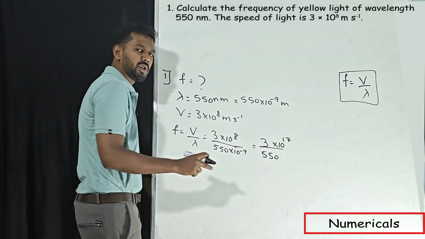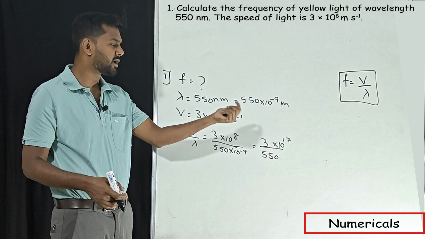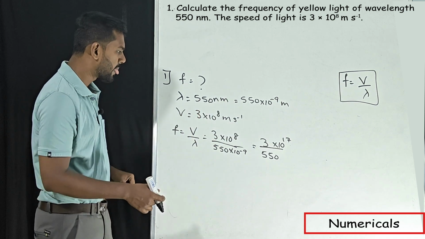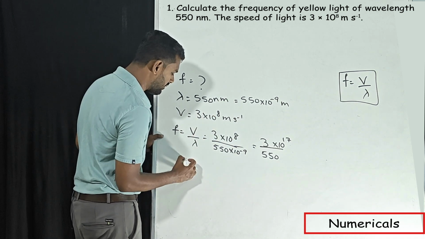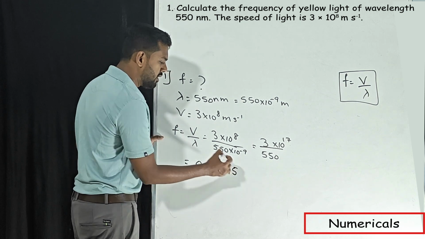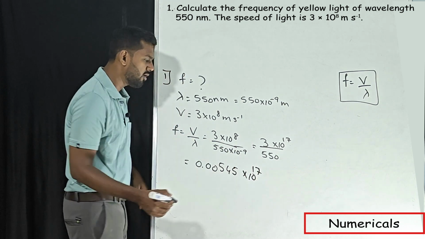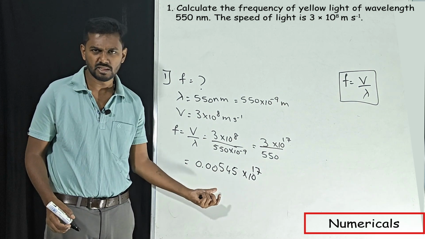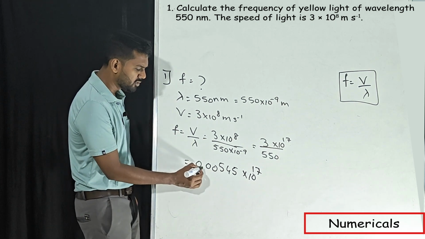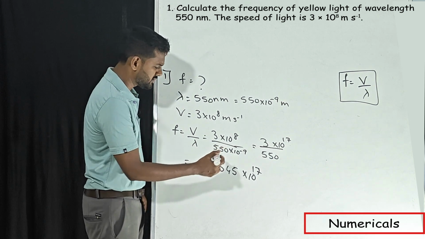When it goes to the numerator, it becomes plus. 10 power 8 into 10 power 9 becomes 10 power 17. That you know. Next, 3 divided by 550 will be 0.00545 into 10 power 17. Now you can keep the answer like this also, or else you can move the decimal point to the point after the first digit.